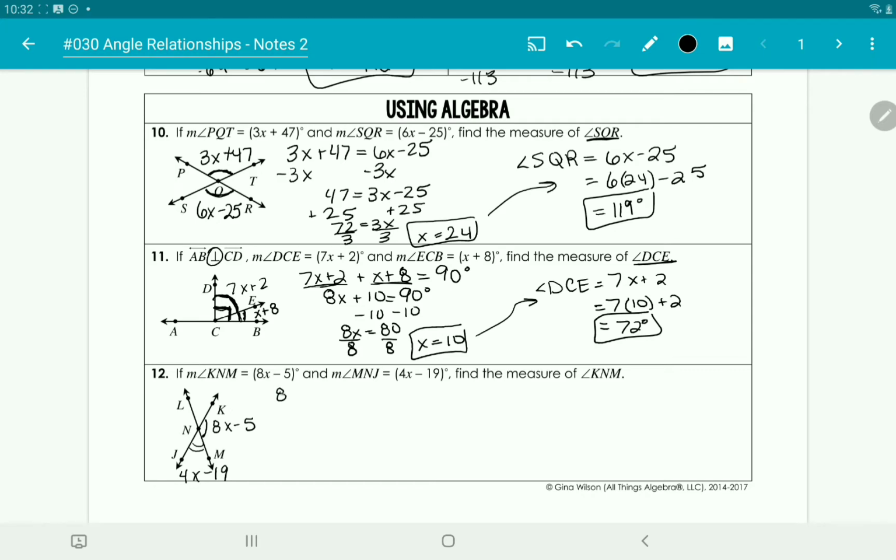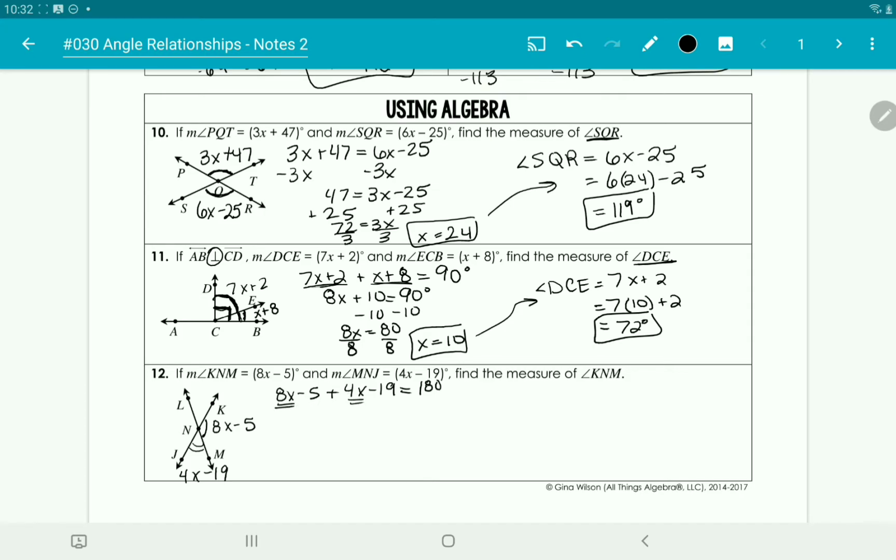So we literally write one, 8x minus 5, plus the other one, 4x minus 19, equals 180. So if they make a straight line, write one plus write the other equals 180. If they make this 90-degree angle, write one plus write the other equals 90. If they're vertical and they are the same, one equal sign the other. That's it. You just have to decide which one it is.